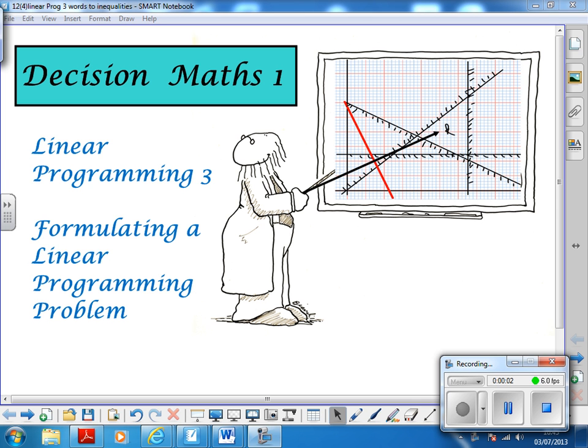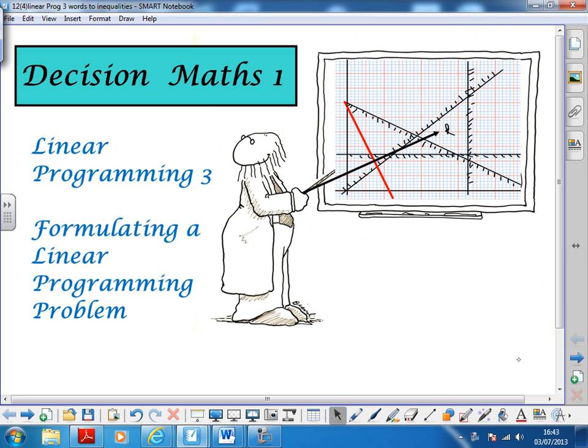Okay, so in this last video, I think this is the hard bit of linear programming. Me too. I think this is where I might get stuck. It's basically having a load of words and turning it into the inequalities that you can then turn into the feasible region that you can then do the stuff on.